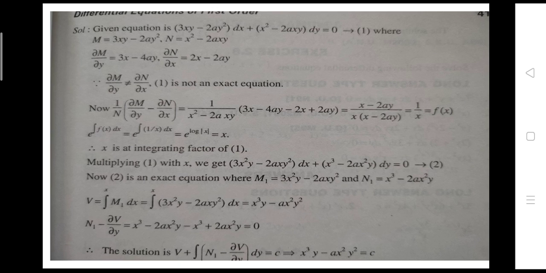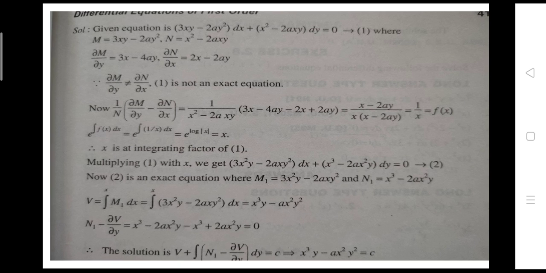What is f of x? Here f of x can be written as 1/N times (∂M/∂y minus ∂N/∂x). What is N? N is equal to x² minus 2axy. So 1/(x² minus 2axy) times (3x minus 4ay, and minus ∂N/∂x means minus 2x plus 2ay).